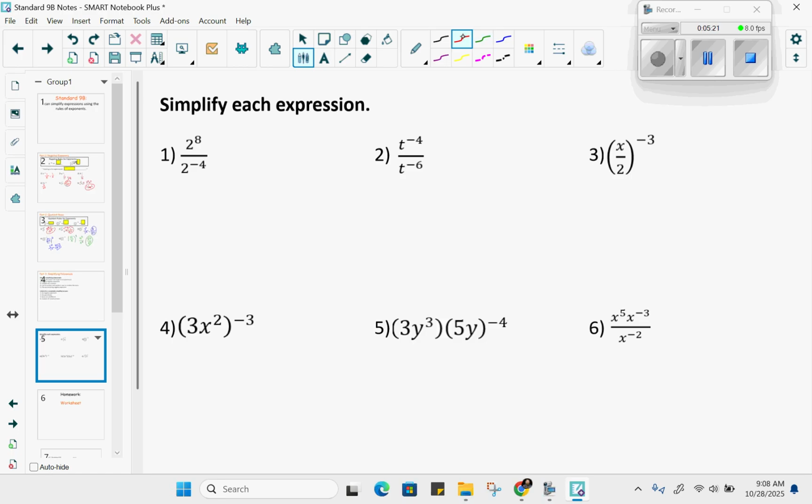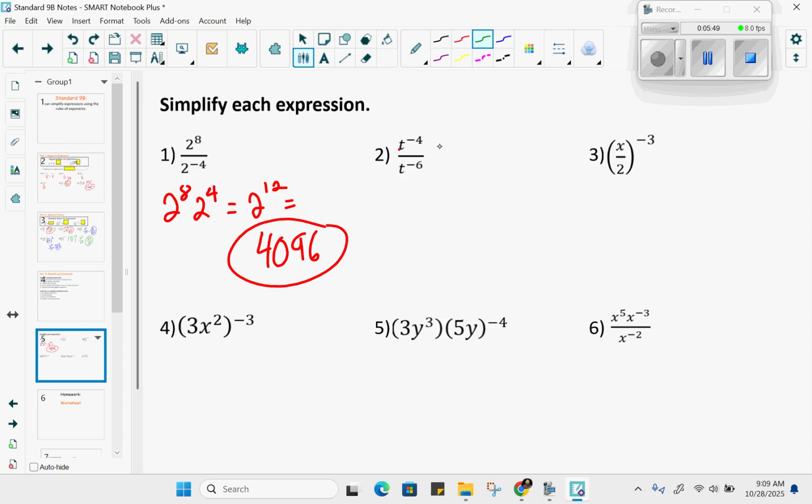Question 1. I have 2 to the 8th over 2 to the negative 4th. Let's flip it up, so I'm going to make it 2 to the 8th times 2 to the 4th. Now we're multiplying these two, so I'm going to make it 2 to the 8 plus 4, which is 12. And that's going to make 4,096.